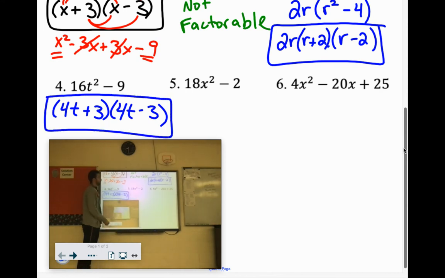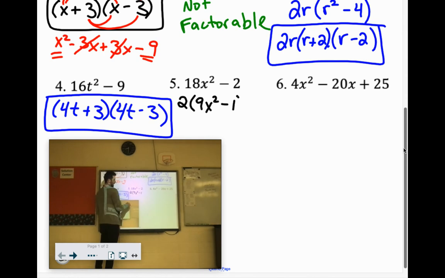18x squared minus 2. They're not perfect squares, but they do have a common factor of 2. So if we factor out 2, we'd have 9x squared minus 1. Oh, and those are two things we can square root. The square root of 9x squared would be 3x. Square root of 1 is 1, so 3x plus 1, 3x minus 1.